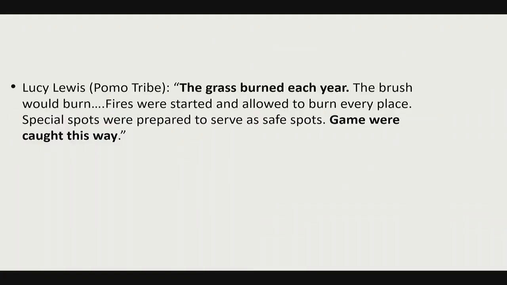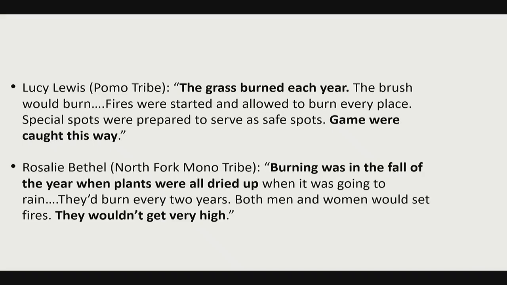Some other accounts here from the Pomo tribe. Grass burned each year. The brush would burn. Fires were started and allowed to burn every place. Special spots were prepared to serve as safe spots. Game were caught this way. Herding animals by starting fires was a common practice. Burning was in the fall of the year when plants were all dried up, when it was going to rain. They'd burn every 2 years. Both men and women would set fires. They wouldn't get very high, meaning the fires, right? Interesting.